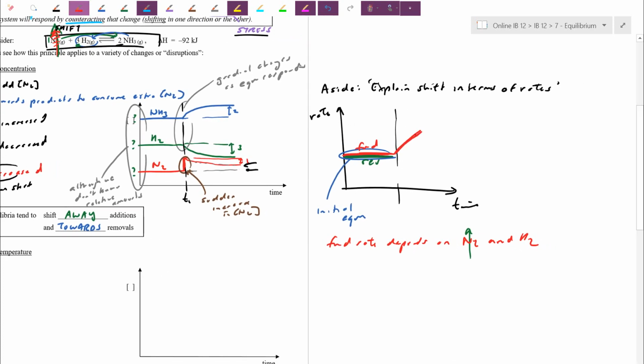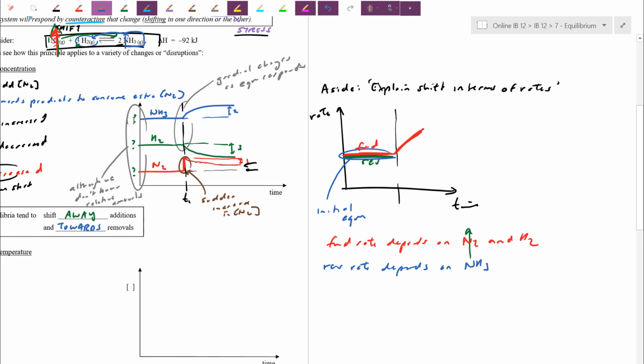So the forward rate goes up. There's more chances of a better collision. How about the reverse rate? The reverse rate also depends on, well, in this case here, the products. It depends on the amount of NH3. The reverse rate, which depends on the NH3, does it actually care that there's more N2?